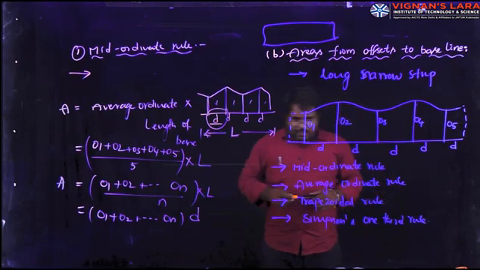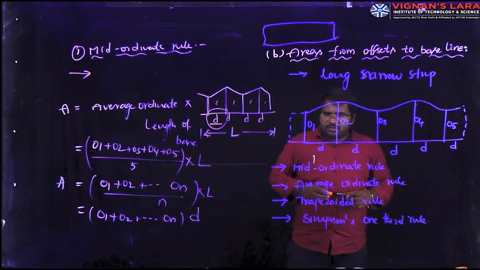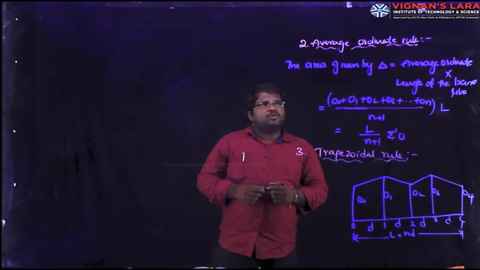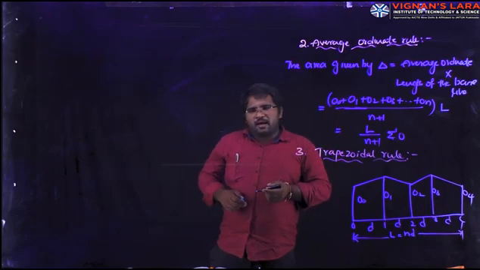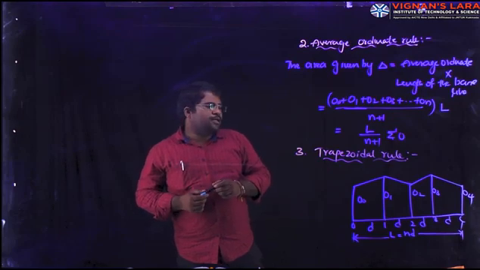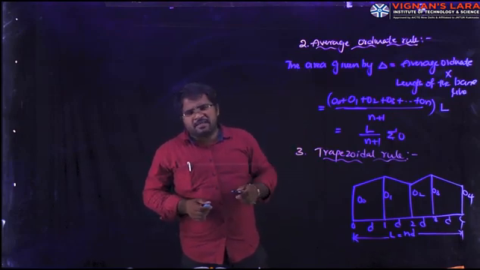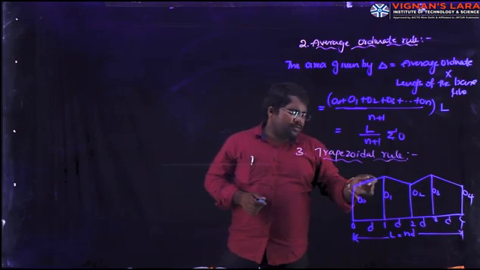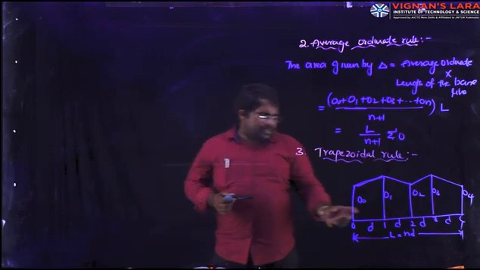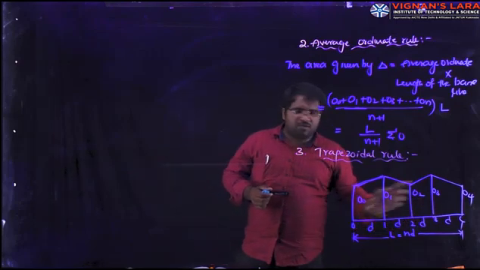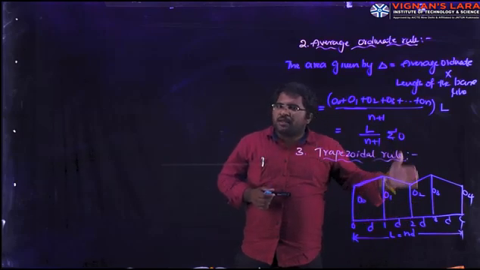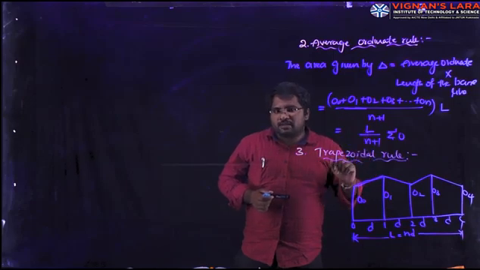Next, let us see the average ordinate rule. The second method in the ordinate rule takes ordinates from the baseline, that is the average ordinate rule. This method also assumes that the boundaries are straight lines. Now we have segments here, 1, 2, 3, 4, like this. But whenever we take the number of ordinates, we get n plus 1.